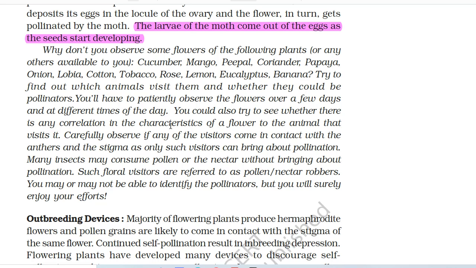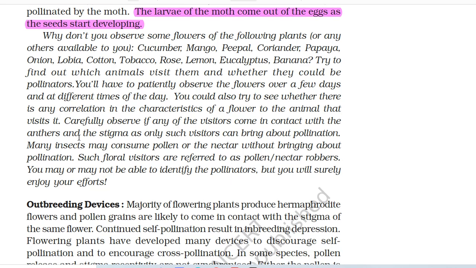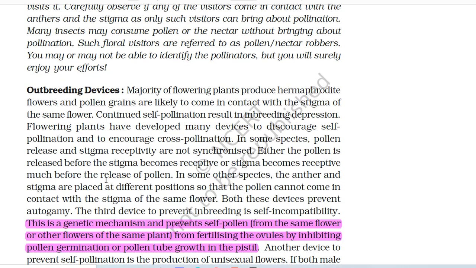You could also try to see whether there is any correlation in the characteristic of a flower to the animal that visits it. Carefully observe if any of the visitors come in contact with the anthers and the stigma, as only such visitors can bring about pollination. Many insects may consume pollen or the nectar without bringing about pollination. Such floral visitors are referred to as pollen or nectar robbers. You may or may not be able to identify the pollinators, but you will surely enjoy your efforts.